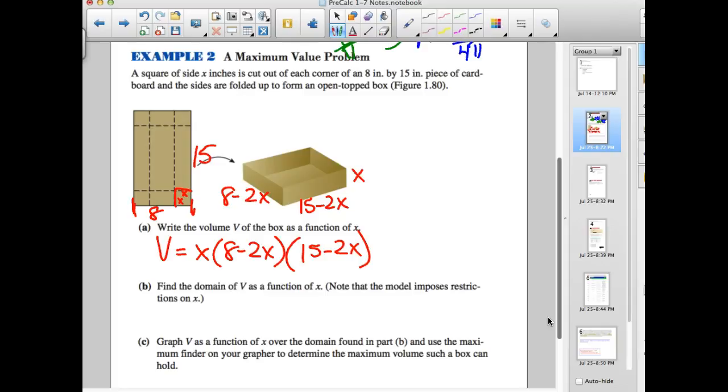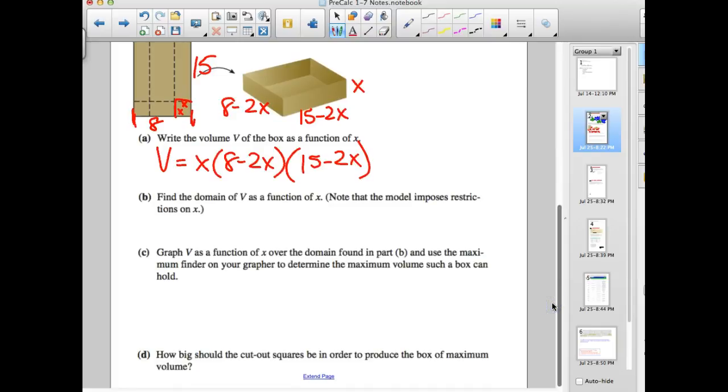Part B says find the domain of the volume as a function of x. Note that the model imposes restrictions on x. If I just was looking at this formula and had no context around it, there was no word problem describing what all that stuff was, there are no domain restrictions. I could put any number in there for x. But because I know that x stands for this corner length that I'm cutting out, there are restrictions on it. Can x be negative? No.